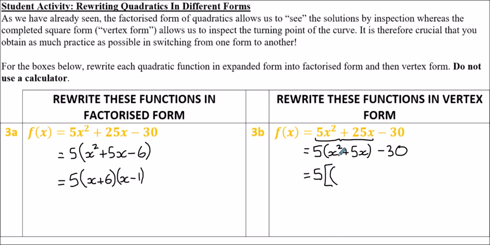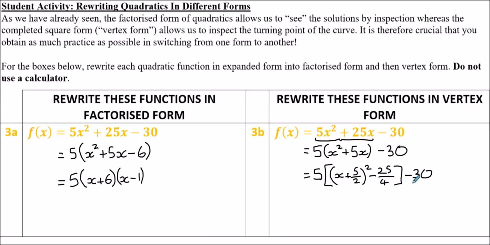So in brackets we're going to have an x, half the coefficient of this x here, so half of 5, we're going to have 5/2. All of that squared. And then we subtract away this 5/2 all squared. Square the top, we get 25. Square the bottom, we get 4. And again, this -30 at the end.